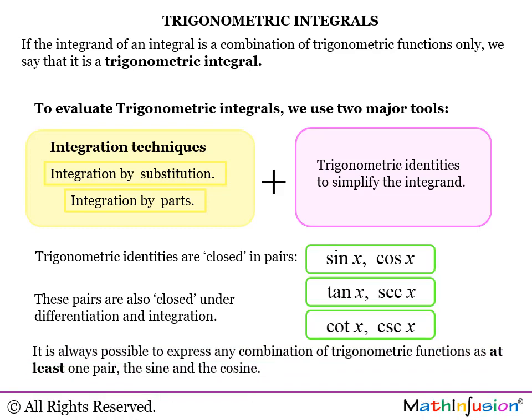It is always possible to express any combination of trigonometric functions using at least one pair, the sine and the cosine. I would like to recall that we have four trigonometric functions which are actually quotients and combinations of sine and cosine: the tangent, the secant, the cotangent, and the cosecant. So is it always possible to take all the trigonometric functions and express them using sine and cosine?